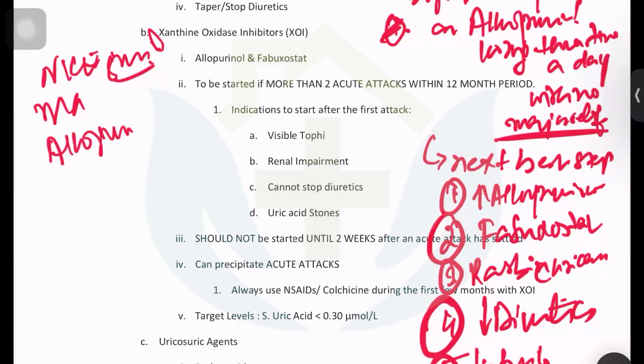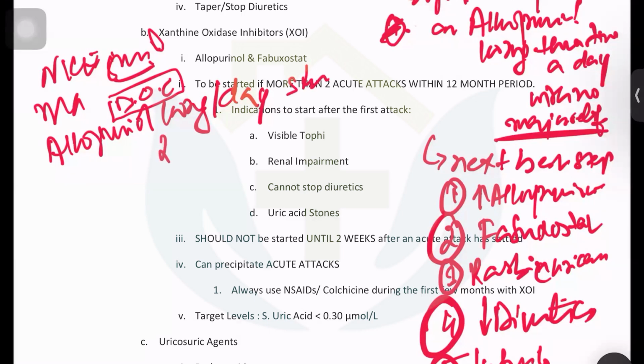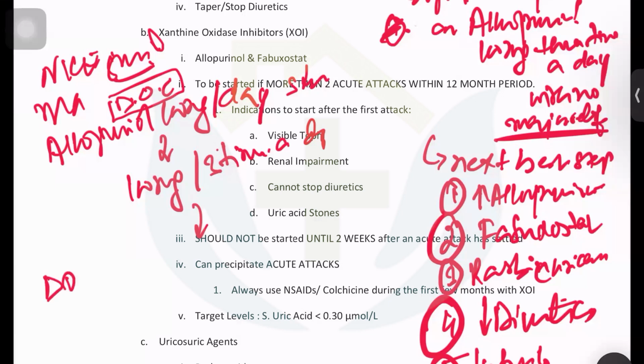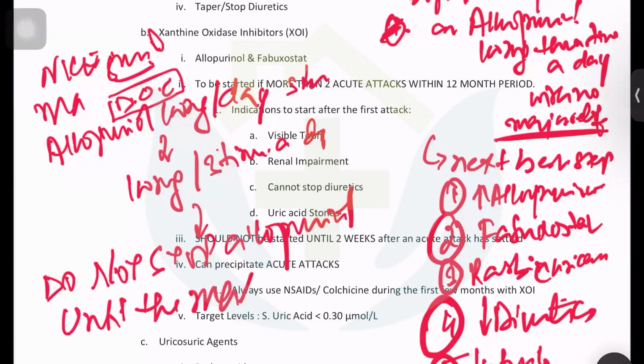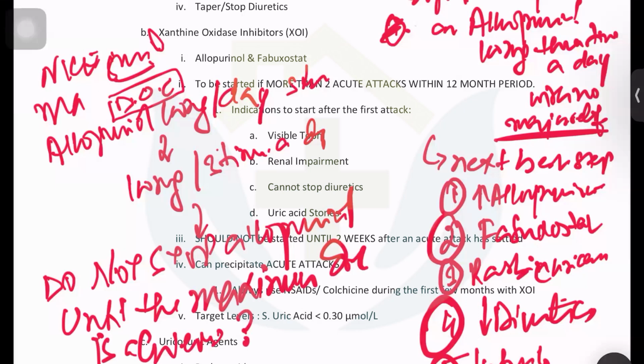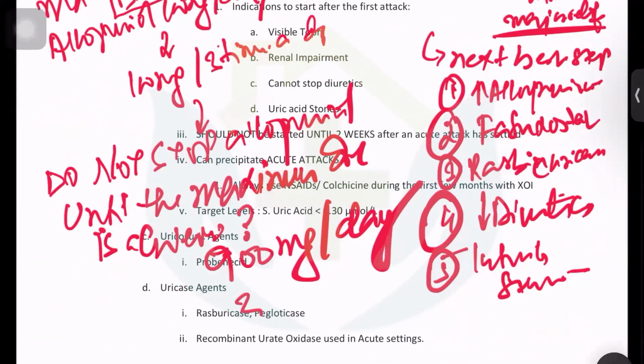Start at allopurinol 100 milligram per day. This is the drug of choice. Allopurinol 100 milligram per day is the starting dose. You go up to 100 milligram 3 times a day. The patient is already on that. The next guideline is do not stop allopurinol until the maximum dose is achieved. What is the maximum dose? 900 milligrams per day, so 300 milligrams 3 times a day.